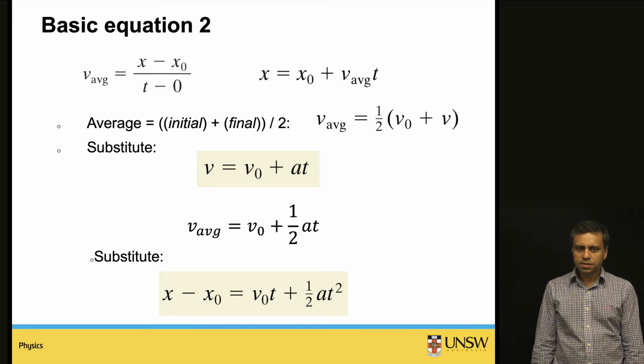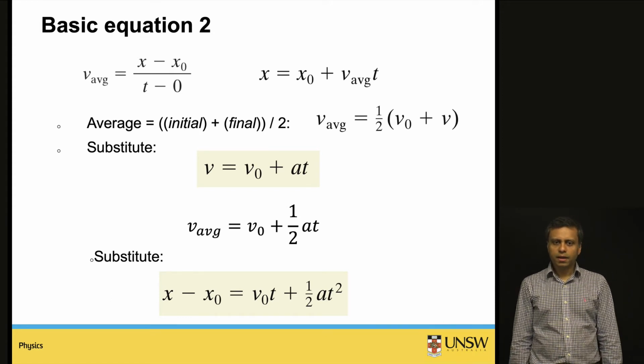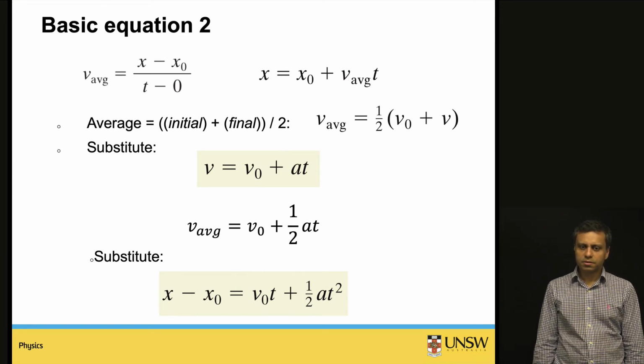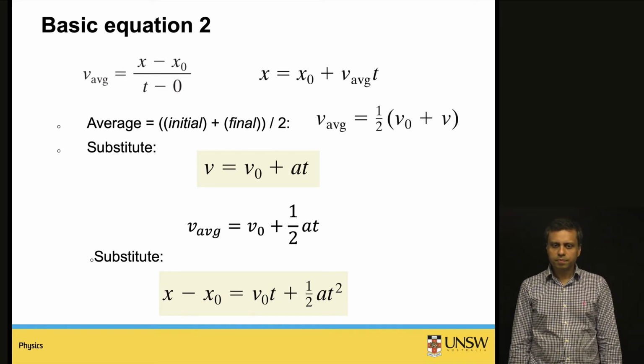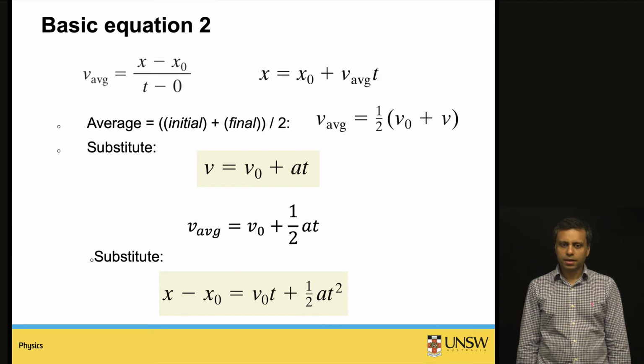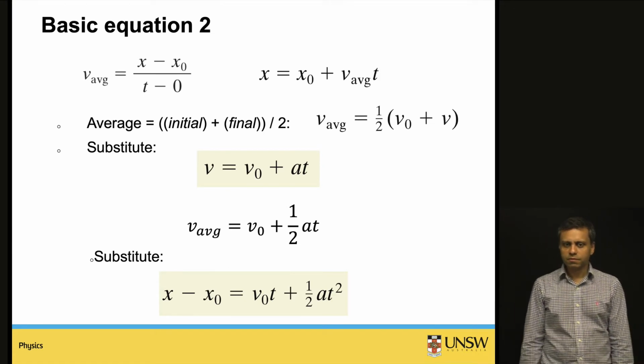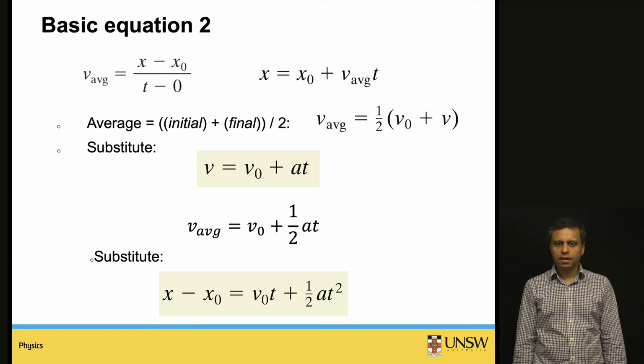And then we substitute this expression for v average in the equation for x, that is in the first line. And we get this equation for position as a function of time that we saw a few slides ago. So this equation gives you the position of a particle if the particle was at some initial position x naught, traveling with some initial velocity v naught, and had some constant acceleration a.